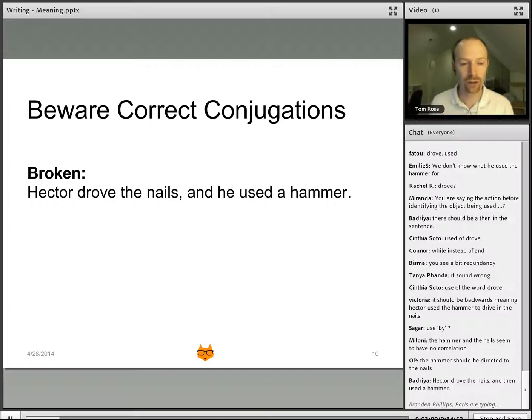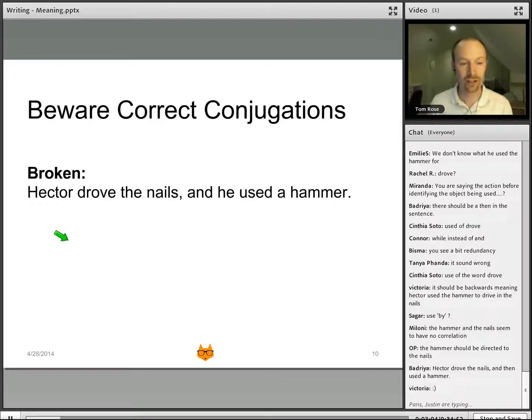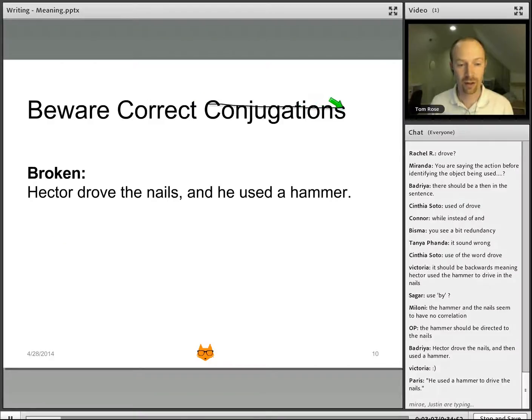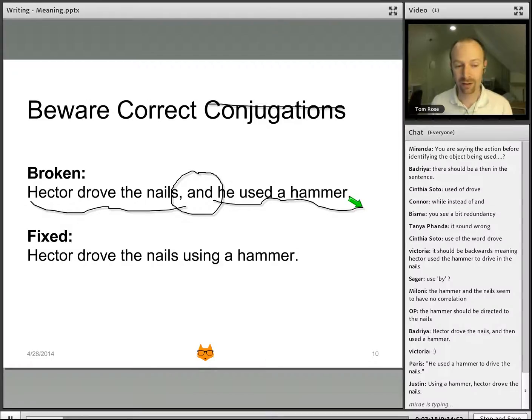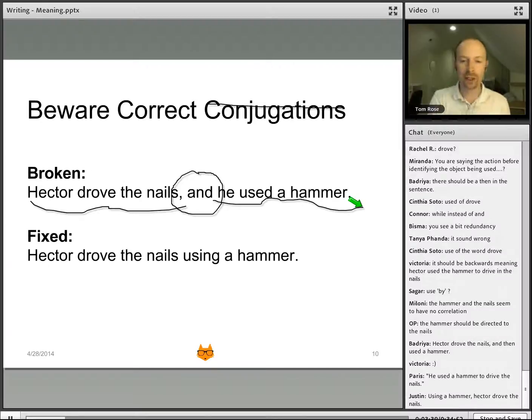So first of all, this conjunction is correct. That shouldn't say conjugations. This should say conjunctions. This conjunction here is used correctly. We have a complete clause followed by a complete clause. So there's no error there. But in order to correct this, what we need to do is fix the meaning. So the author is intending to say that Hector used a hammer to drive nails. Right? That one is used for doing the other. That's the whole point of this sentence.